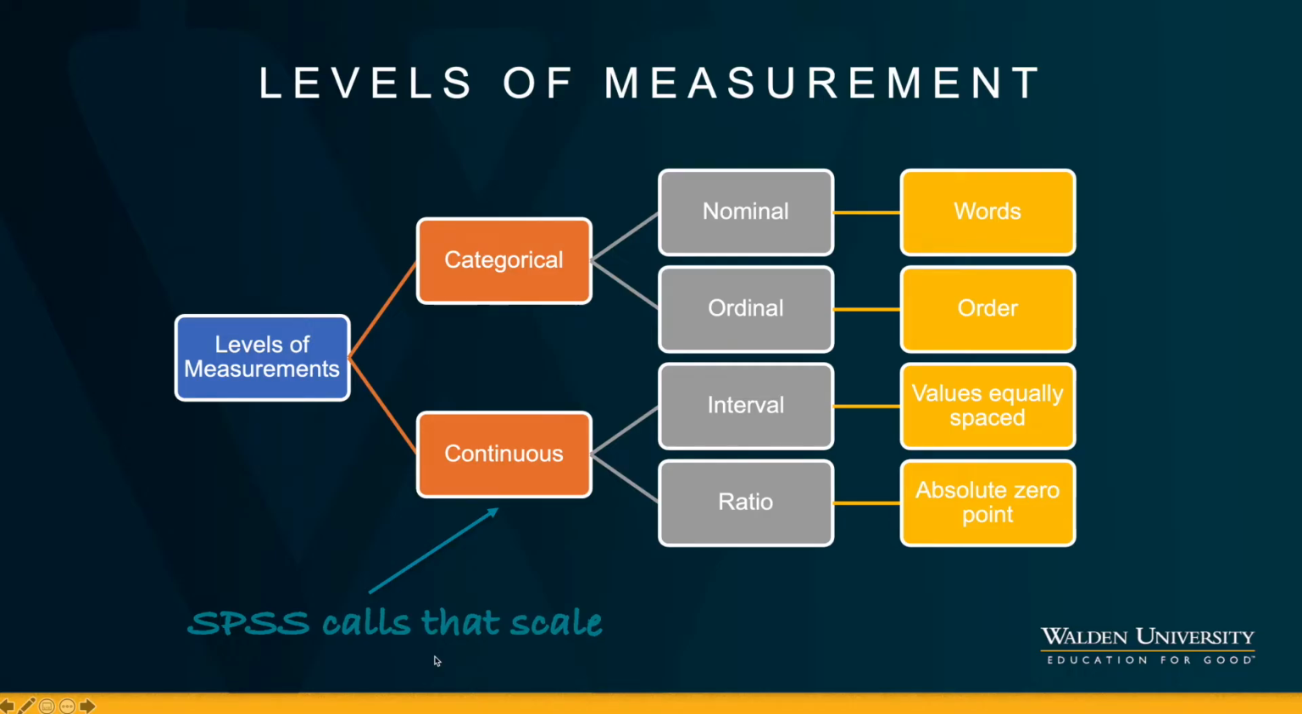Now, to that end, let's familiarize ourselves again with the levels of measurement, as they are important because different levels of measurement require different kinds of graphs and different kinds of descriptive statistics. Categorical variables consist of nominal and ordinal variables. Continuous variables include interval and ratio, but SPSS calls these both levels scale.